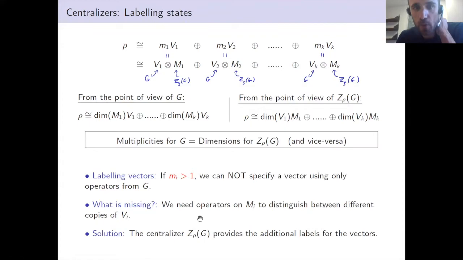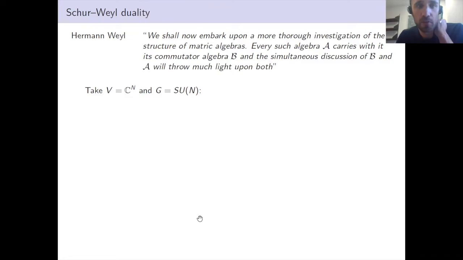Let's mention the most famous example, the Schur-Weyl duality. So this traces back to the early work in representation theory by Schur in the beginning of the 20th century. It has been greatly popularized, I should say, and also generalized by Hermann Weyl, and also applied to concrete problems in physics, for example. So what's the situation? The group G is SU(N), and the representation we take is just the vector representation. So these are matrices of size n, and we act on vectors of size n also.